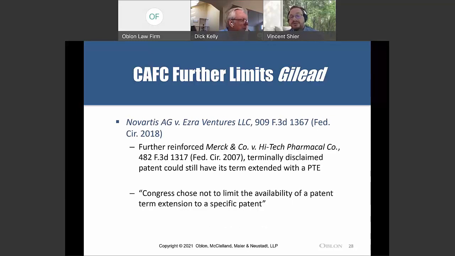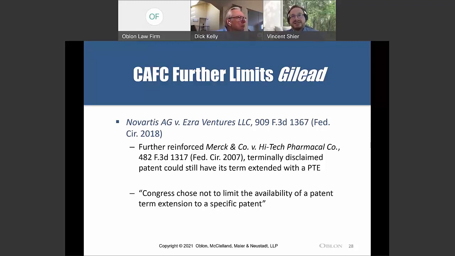In fact, the court looked back and said this is a logical extension of their holding in Merck v. Hitech, where they said a terminally disclaimed patent could still have its term extended with patent term extension, and that Congress doesn't limit the availability of patent term extension to a specific patent. The patent owner is allowed to choose freely between which ones to extend.